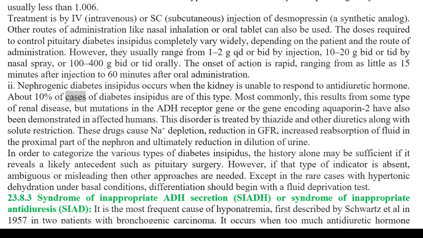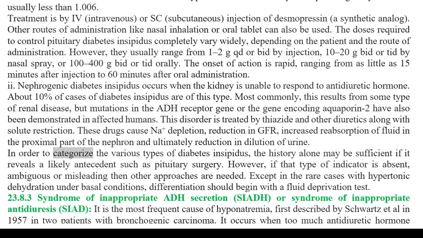About 10% of cases of diabetes insipidus are of this type. Most commonly, this results from some type of renal disease, but mutations in the ADH receptor gene or the gene encoding aquaporin 2 have also been demonstrated in affected humans. This disorder is treated by thiazide and other diuretics along with solute restriction. These drugs cause Na+ depletion, reduction in GFR, increased reabsorption of fluid in the proximal part of the nephron and ultimately reduction in dilution of urine.